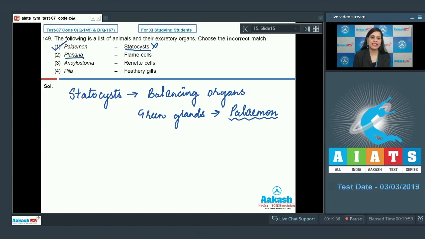The next option given is planaria, and the match is flame cells, and as it is a correct match, so this cannot be a correct answer to our question because flame cells are excretory structures of flatworms such as planaria. The next match given is ancylostoma, and the match is renette cells, and as it is also a correct match, so this cannot be a correct answer because renette cell is the excretory structure present in aschelminthes such as ancylostoma. The last option given is pila, and the match is feather-like gills, and as it is also a correct match, so this cannot be a correct answer because feather-like gills perform the function of both respiration and excretion in mollusks such as pila. So the correct answer to this question is option number 1. Let's discuss our next question.